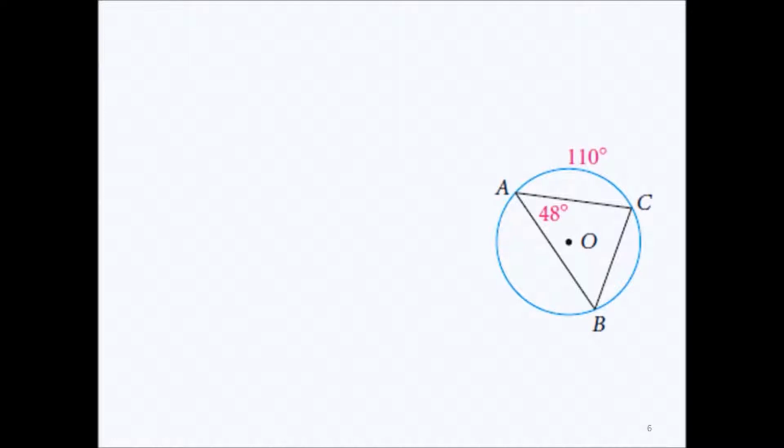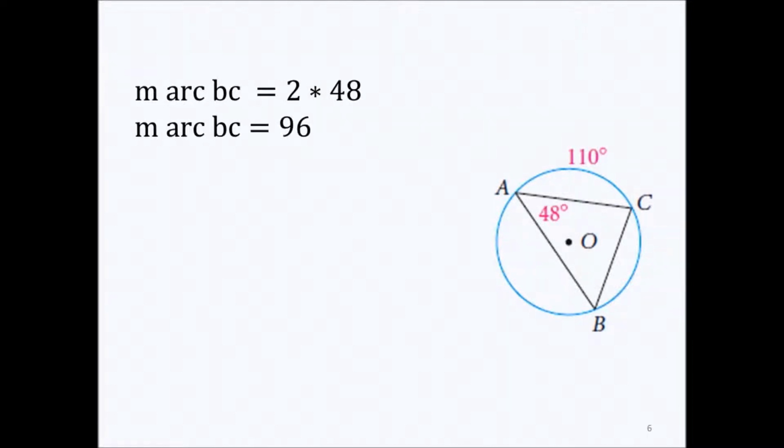So since the value of the inscribed angle is given to us, and we know that angle A is inscribed because its vertex lies on the circle, we're going to multiply 48 times 2 to get the measure of arc BC. So the measure of arc BC is 96. 2 times 48 is 96.